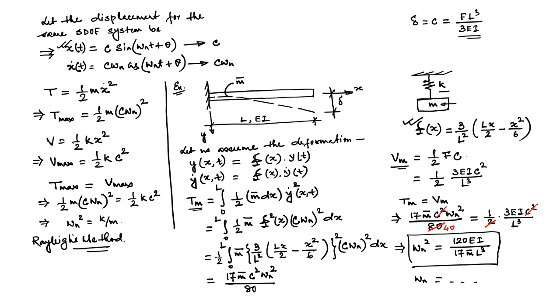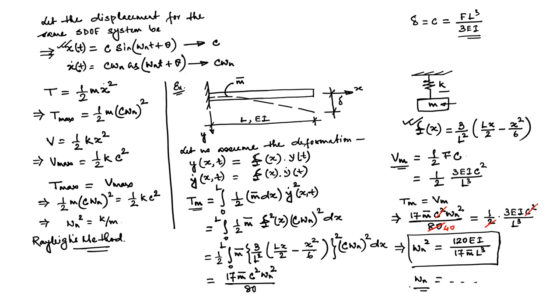Obviously, if our assumption for this deformed shape is very accurate, then our estimation will also have less error, it will be accurate, or otherwise this estimation of natural frequency will have some amount of error. But if we have a good guess of this deformed shape, then we can easily approach this technique, and using this technique we can solve the natural frequency of the system. It is very handy for some of the structures.